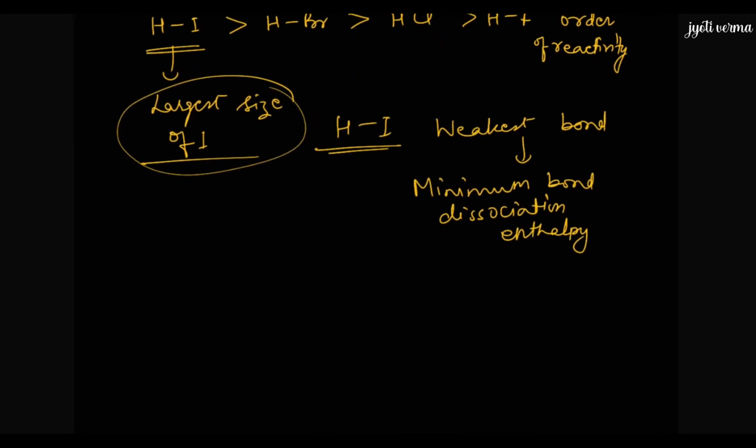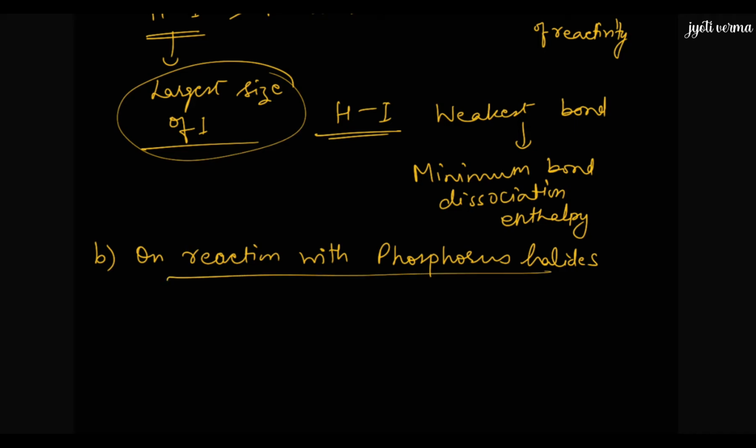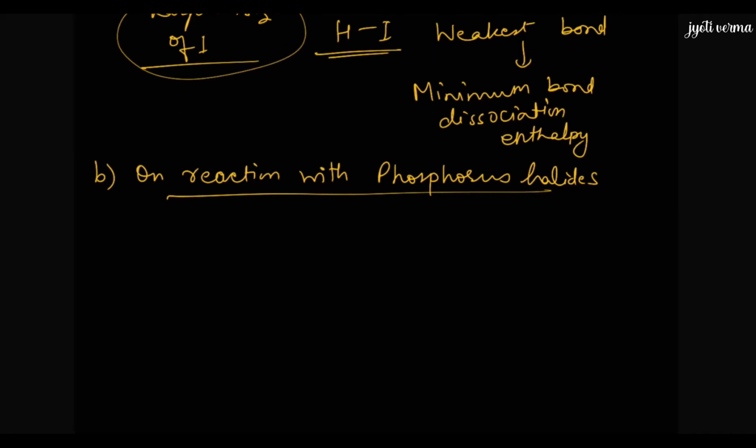Now the second one is on reaction with phosphorus halides. Now which phosphorus halides we are talking about? It is phosphorus trihalide or it may be phosphorus pentahalide. So if we talk about phosphorus pentahalide, PX5, only PCl5 we will talk about. Only PCl5. Why not PBr5 and PI5?